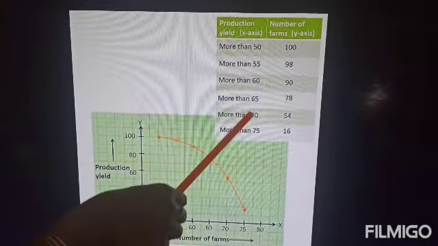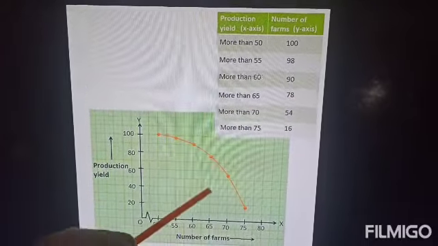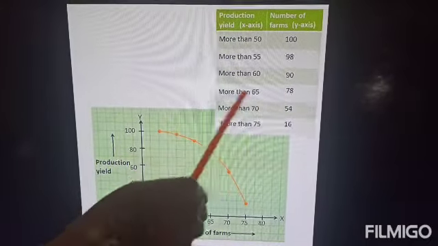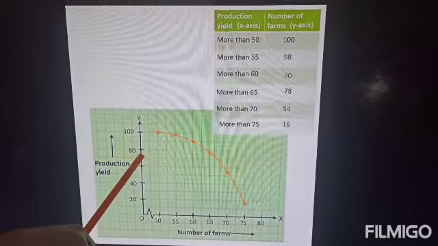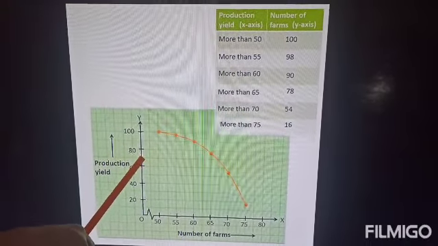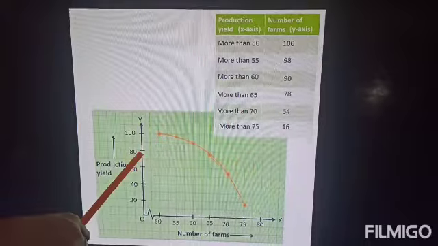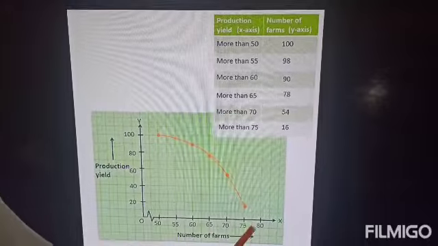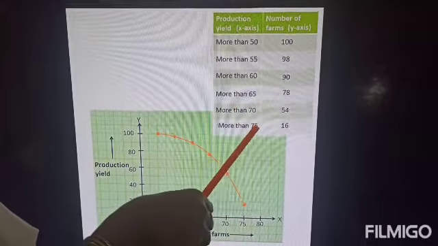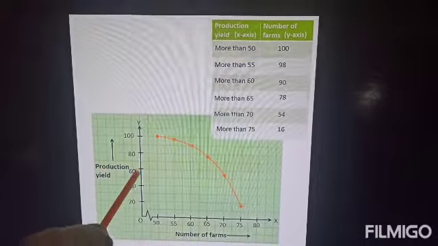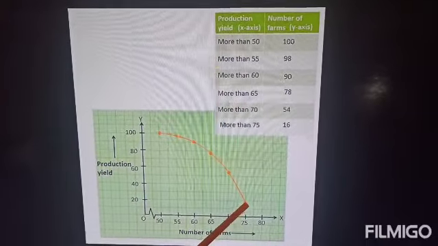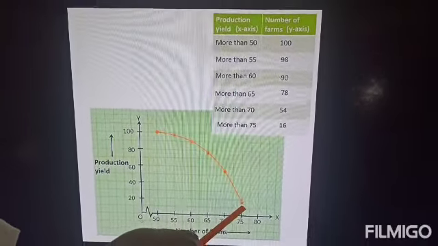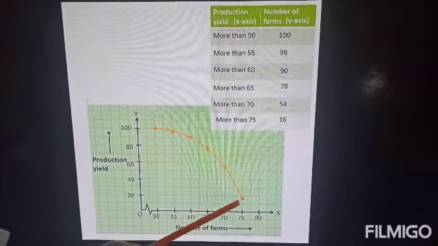Next 65. 65, 78. When 65 is there, at that time production is 78. 78 between this. This is 70. 78 means from this to this, here a little less. Here it comes. Okay. Next, the last one is 75. When 75 is there, at that time production is 16. That is below the 20. Here it comes. Okay. All the points, join all these.